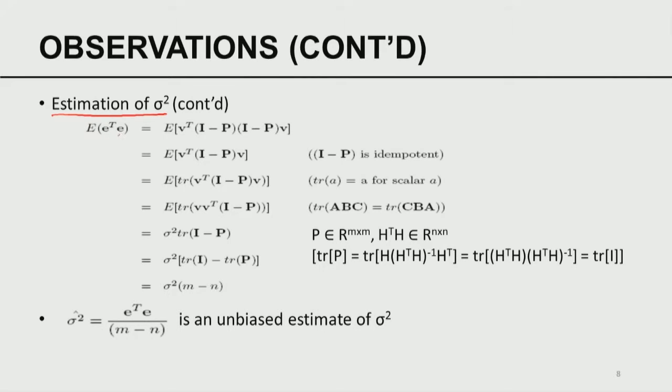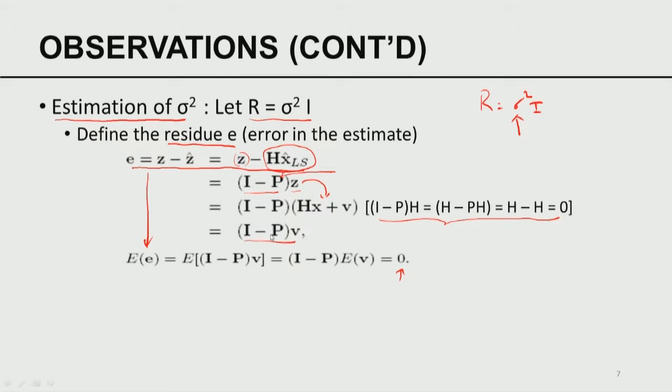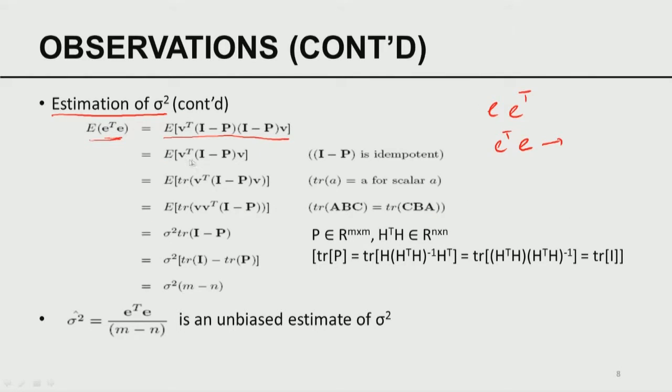in order to estimate sigma square, E is the error vector, E transpose E. What is that? That is the sum of the squared errors. I want you to remember two things now. E is a column vector, so E transpose is a row, but E transpose E is a scalar. I want you to distinguish two things. E transpose E is simply the sum of squared errors. So the expected value of the sum of squared errors is given by this, because we have already derived the expression for E in the previous slide. E is equal to I minus P times V. I plug in that value in here.